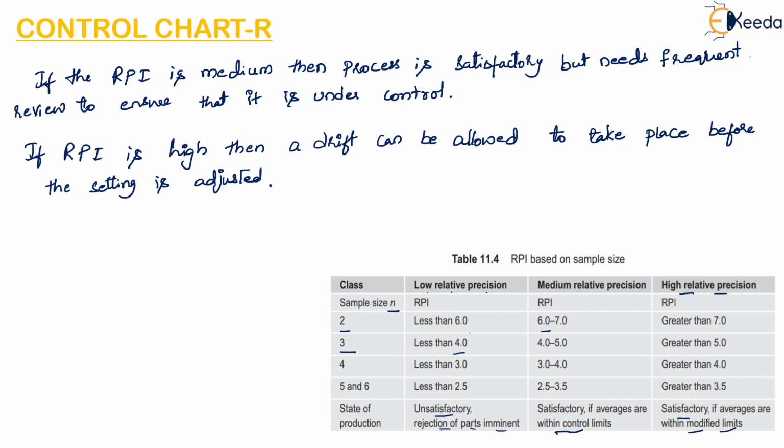So this is all about the R chart and also the relative precision index, which is giving us the relationship between the work tolerance and the process variability. I hope you have understood the topic.